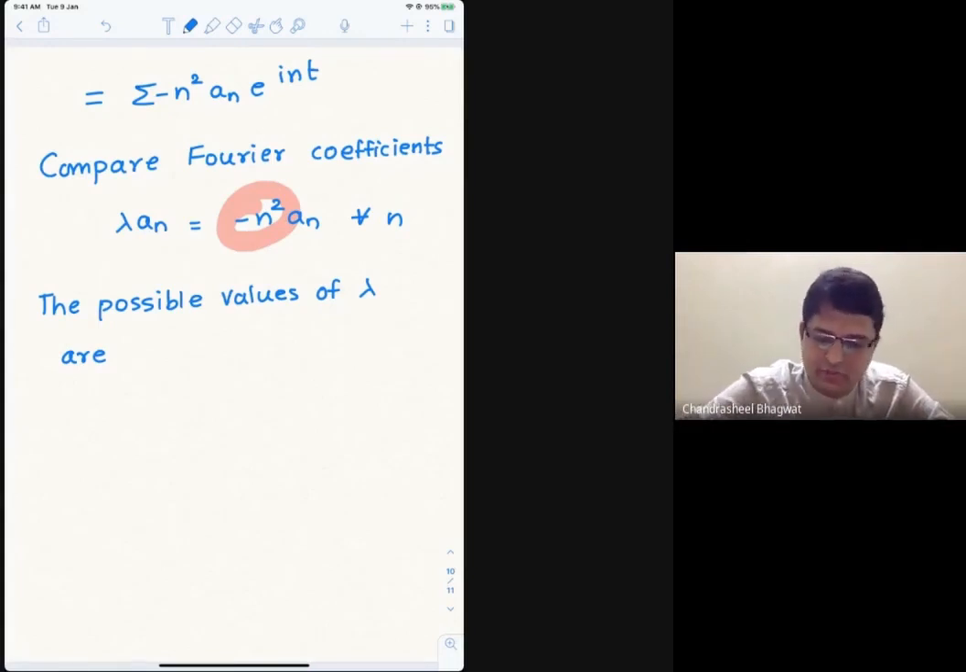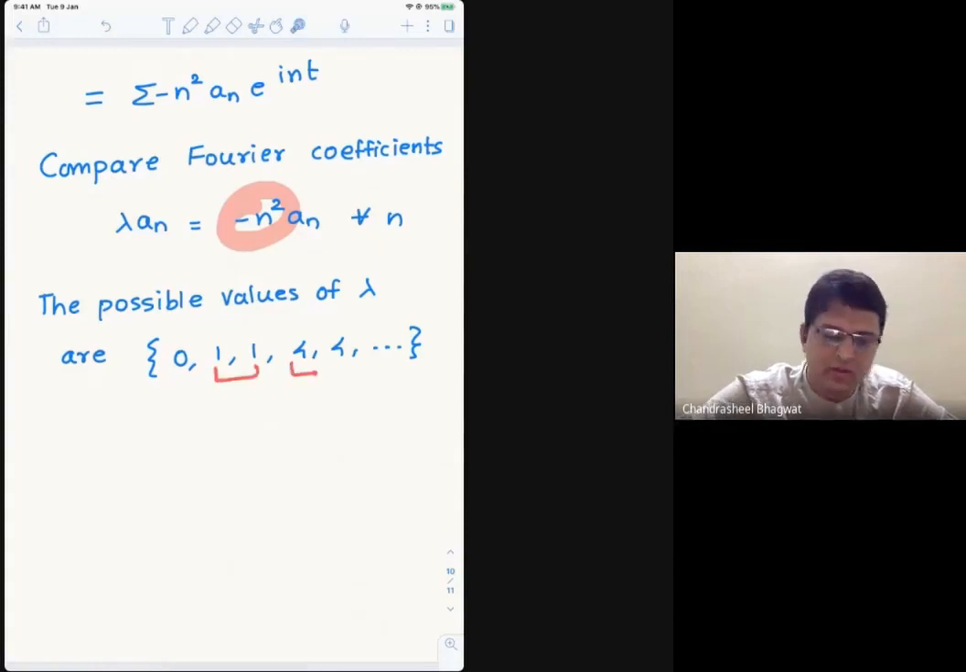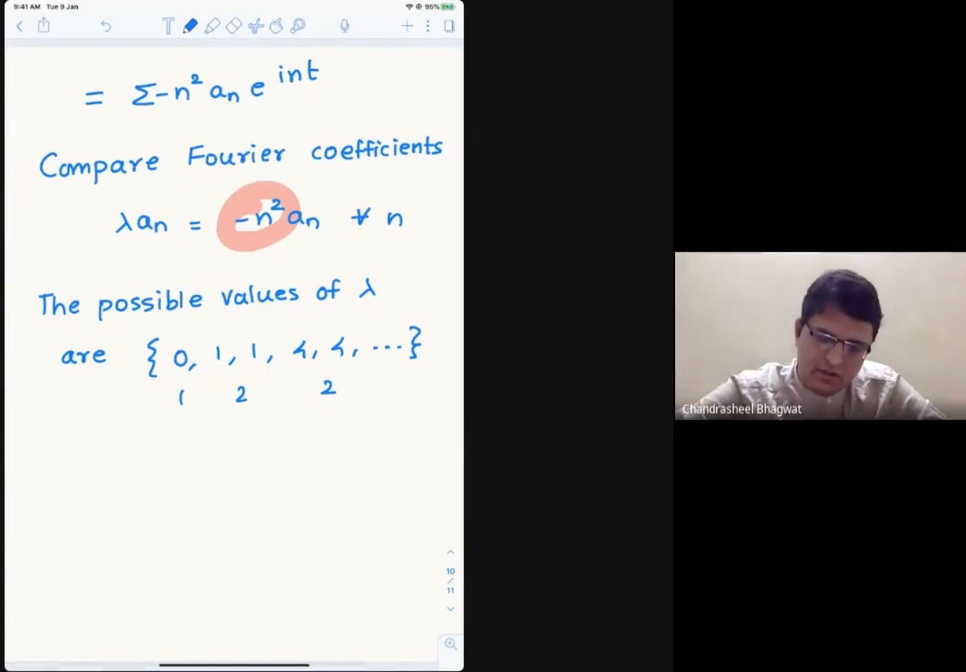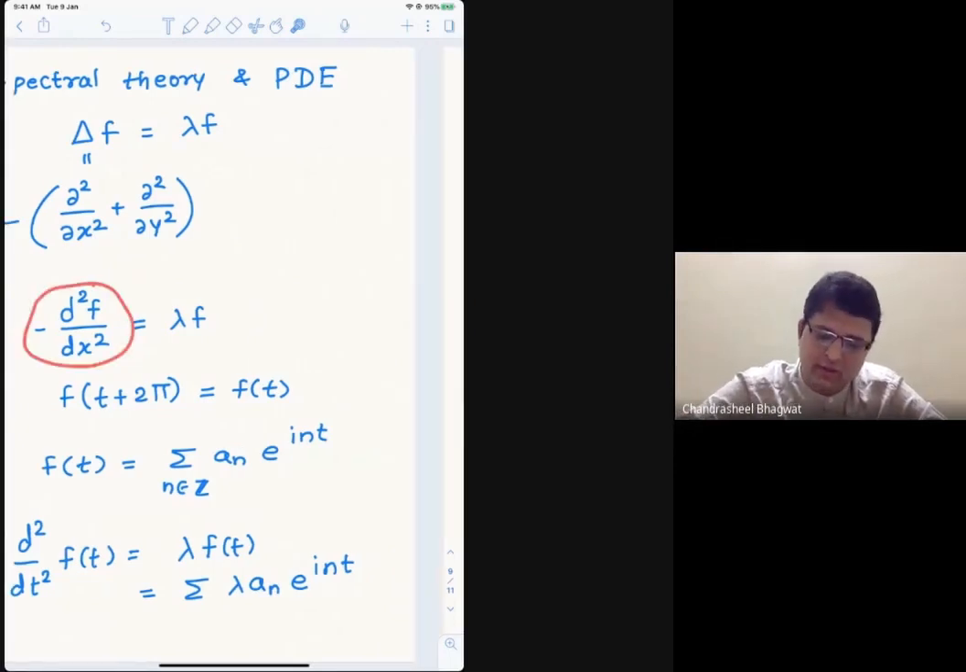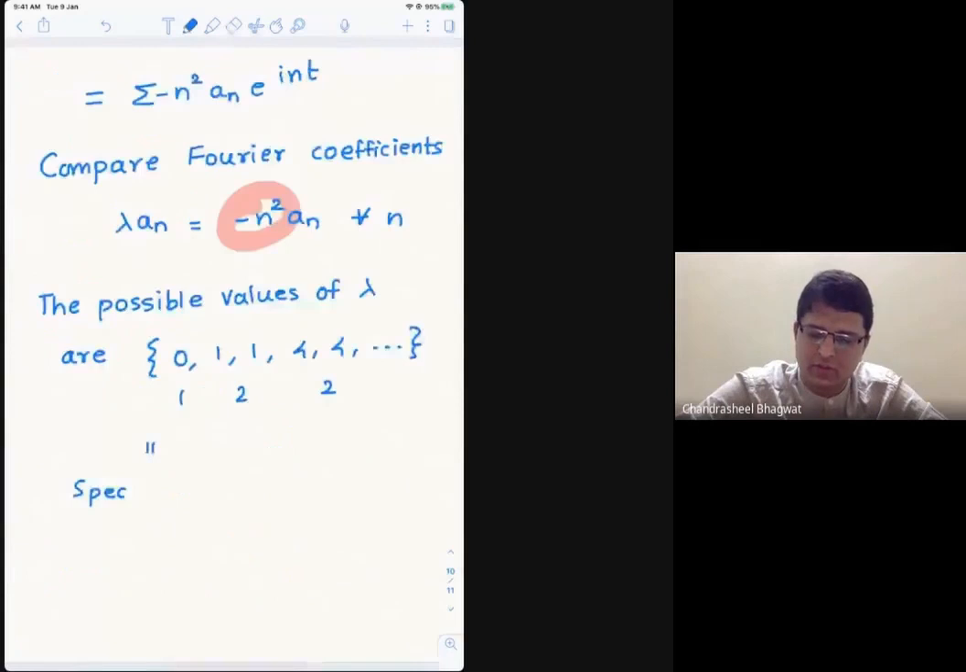So the possible values of lambda, if you do this whole mathematics correctly, are going to look like 0, then I'll write deliberately in a different way, 1, 1, 4, 4, and so on. So what are these? These are squares of positive natural numbers appearing with multiplicity 2, and 0 is going to appear with multiplicity 1, and so on. Since I talked about d square by dx square as an operator, this is going to be called the spectrum of the Laplacian.